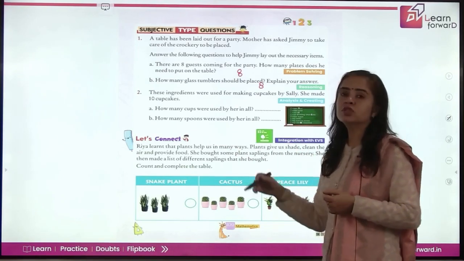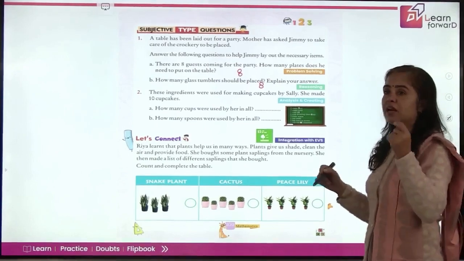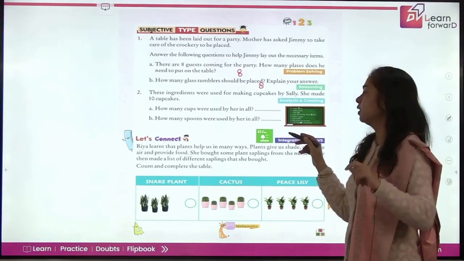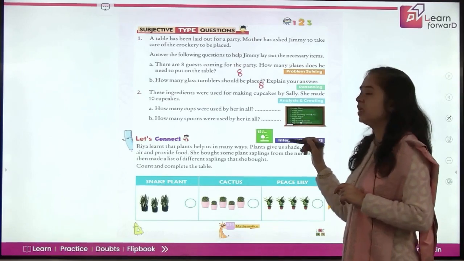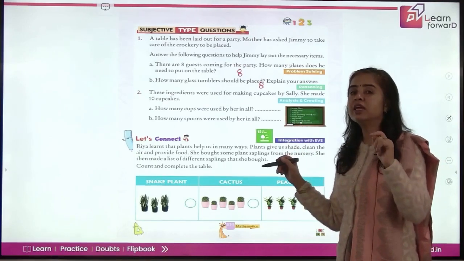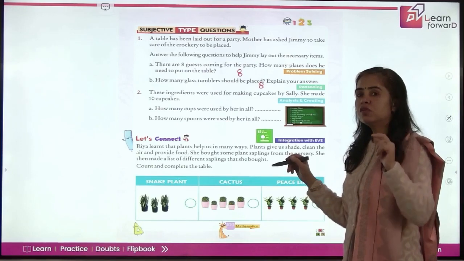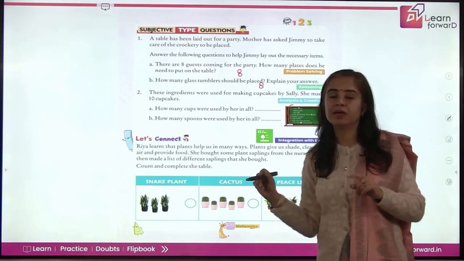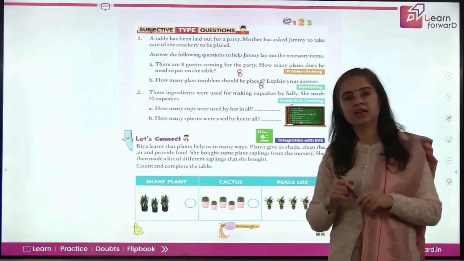How many spoons were used in all? So there are a few things that you need to put in spoons, not in cups, like the soda and the baking powder. They have been used in tablespoon and teaspoon. So you will be counting those teaspoons separately and the number of cups separately and writing the numbers here.